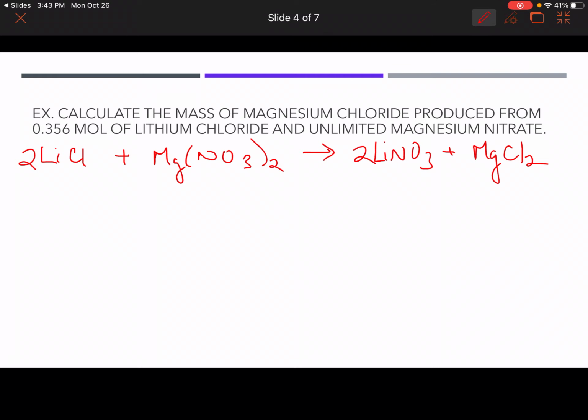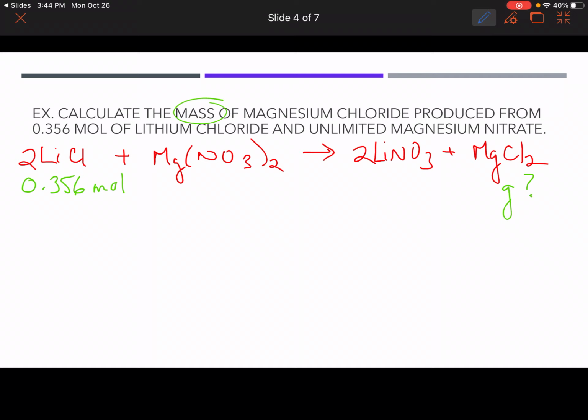Yeah. Okay, now when I do these, I always write down the information that I'm given underneath the chemical equation. It just keeps everything really nice and organized here. So I know that I've got 0.356 moles of lithium chloride, and the question is asking me to find the mass of the magnesium chloride. So this is my grams over here. Okay, so that's what I'm looking for.